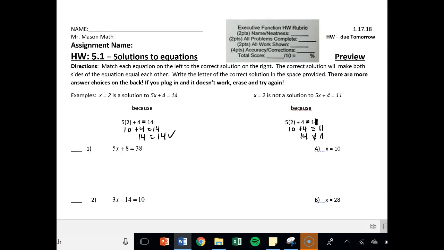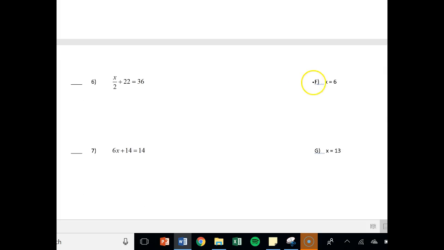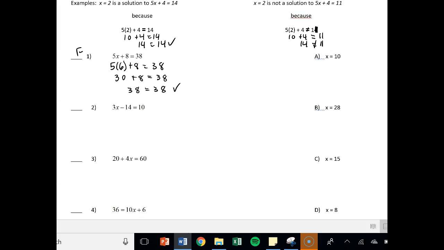So I'm plugging in for letter F, which is 6. So 5 parentheses 6 plus 8 equals 38. 5 times 6 is 30 plus 8 equals 38. 30 plus 8 is 38 equals 38. Boom, I'm done. I put F on the line. I go to the back side. I cross off F. It's not going to be a riddle. It's not going to spell anything out or anything like that, but I know I'm done.